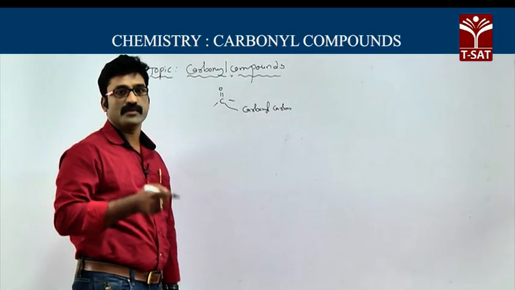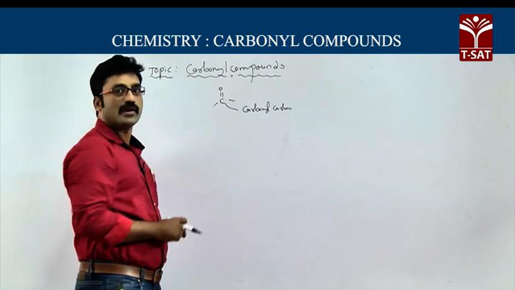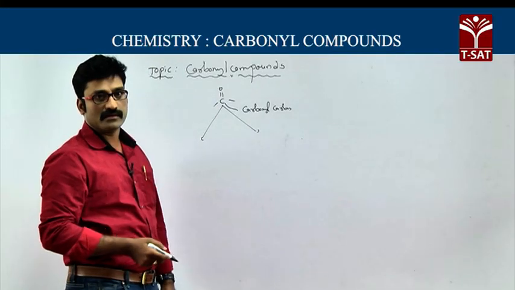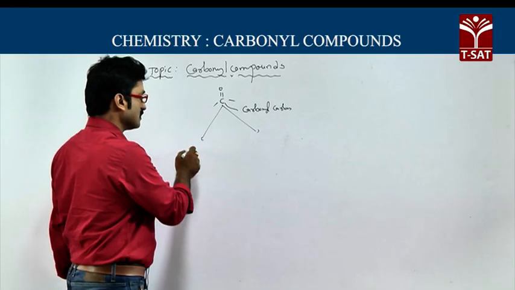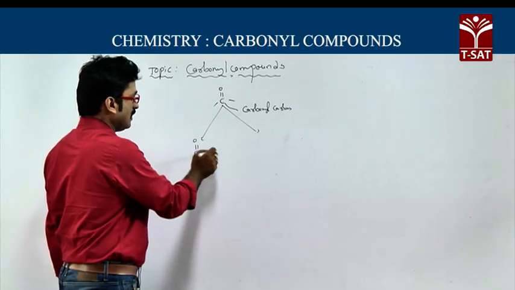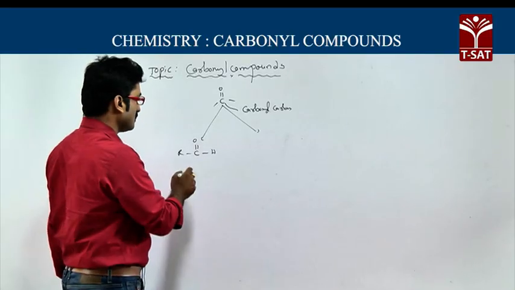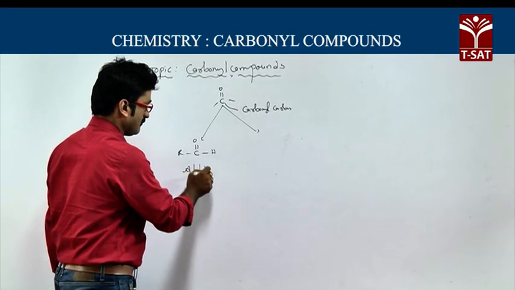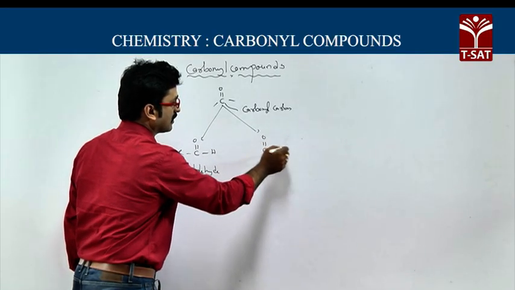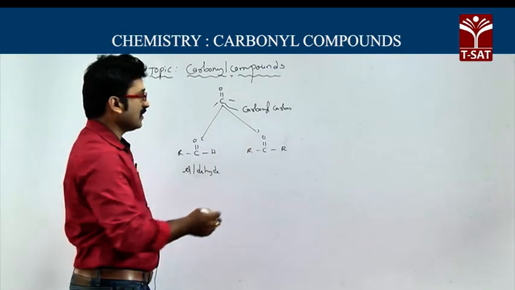The organic compounds which contain C double bond O, the carbonyl carbon, are called carbonyl compounds, or else aldehydes and ketones are collectively called carbonyl compounds. In aldehydes, if the carbonyl carbon is bonded with hydrogen and an alkyl group, then this type of carbonyl compound is called an aldehyde. And if the carbonyl carbon is bonded with two alkyl groups, maybe the same or different, then this type of carbonyl compound is called a ketone.